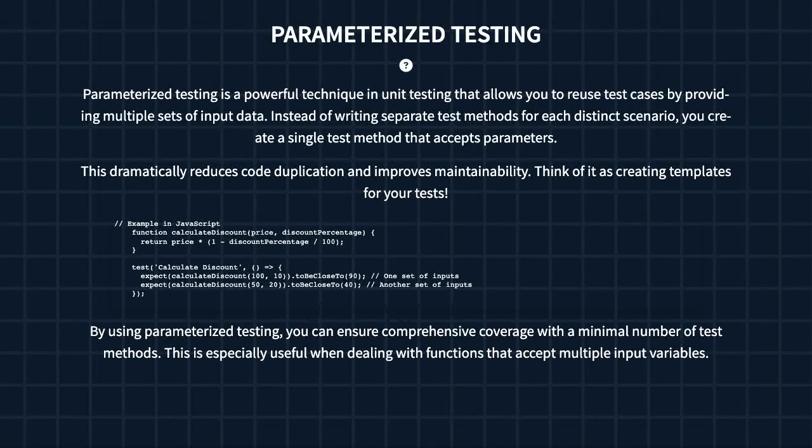Okay, so let's talk about parameterized testing. It's all about making your tests more efficient and reducing redundancy. Imagine you have a function that takes different prices and discount percentages as input. Instead of writing separate test cases for each combination, you can create one test method that accepts those values as parameters. This way, you cover all the scenarios with just a few test methods, keeping things clean and easy to maintain. It's like having a reusable template for your tests.